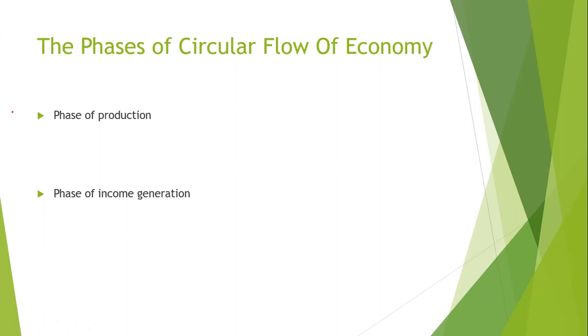Phase 1 starts from here. Actually, we cannot name the phases like that. It's a circular flow, so there is no start and no end. The phase of production means the good or the service is produced. The producer produces the good or the service with the help of the goods or services the households are rendering to the producer. We are working for a firm, that's why they are producing. So, first of all, goods or services are being produced.